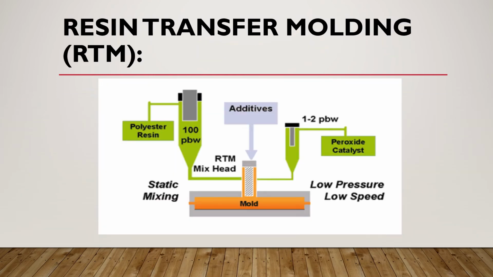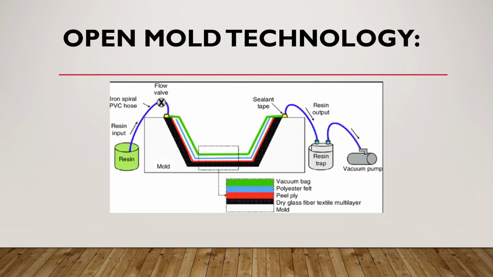RTM products typically contain a fiber load of 25 to 50%, making them light with a good strength to weight ratio. It can also produce extremely complex geometric shapes regardless of the size. And here's the open mold. The open mold is the less expensive one because it requires the least amount of equipment.